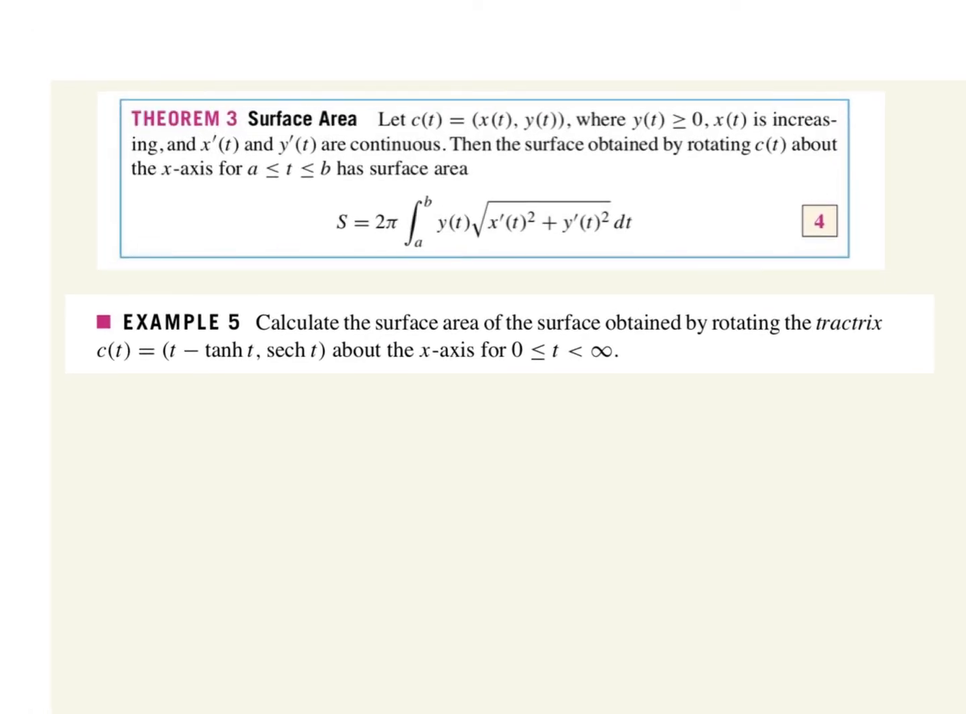Surface area. Okay. So let C of t equal that parametric equation, x of t, y of t. If y of t is positive, x of t is increasing, and x prime and y prime are both continuous, then the surface obtained by rotating that parametric curve about the x-axis has a surface area. Right, so it's just like that outer shell.